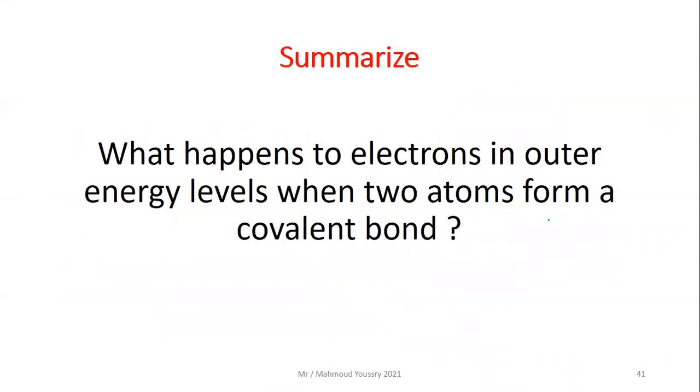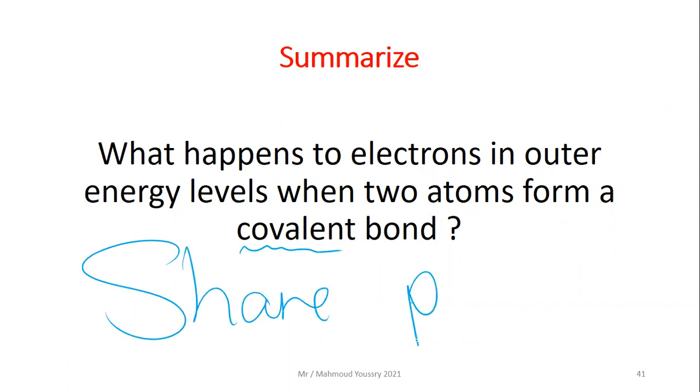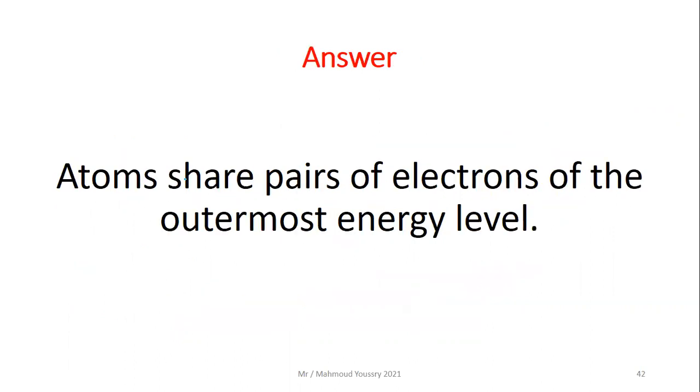And we have a question that says, summarize what happens to electrons in the outer energy levels when 2 atoms form a covalent bond. Whenever you see a covalent bond, the answer is: atoms share a pair or more of electrons of the outermost energy level.